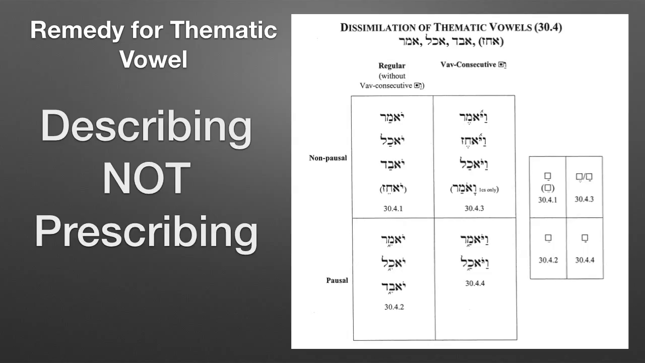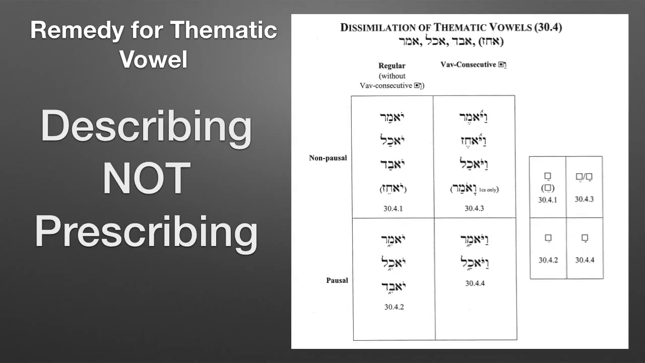You can see how he has divided it up here. On the left-hand side, we have non-pausal and pausal, and then on the upper edge, we have regular and vav consecutive. The vav consecutive is going to pull the accent to the performative, which leaves us with a closed unaccented syllable at the end of the word, and so you can see those behave a little bit differently. But if you can memorize this chart, know which word takes which vowel in which place, this is going to help you with that dissimilation of theme vowels.